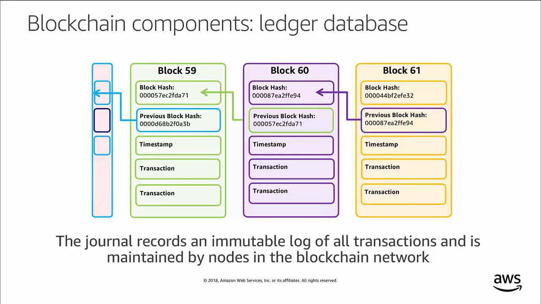So first, at the base, a blockchain has a ledger database in it. And the journal, which is the hash-chained blocks of transactions that make it the immutable changelog of everything that happened, is where the blockchain technology got its name. It's a chain of blocks. When we talk about ledger databases, though, we call this the journal, which is the immutable log of all the transactions.